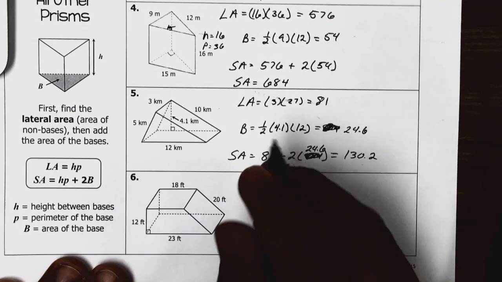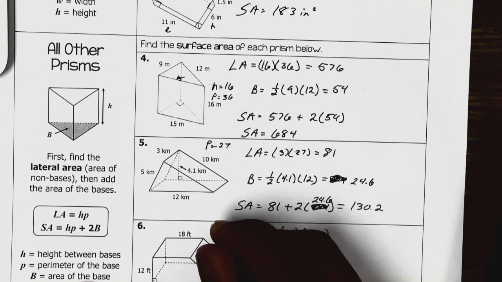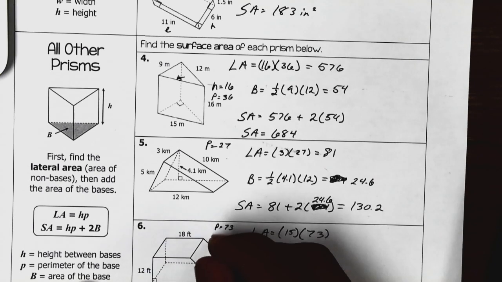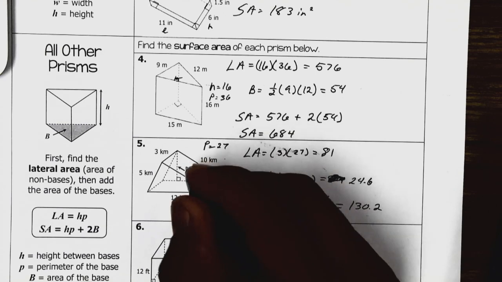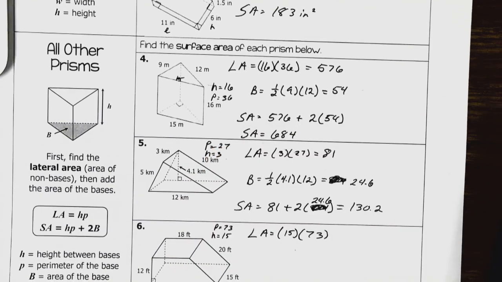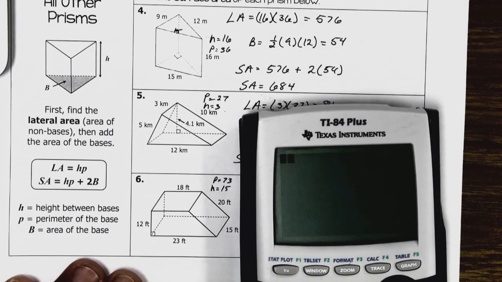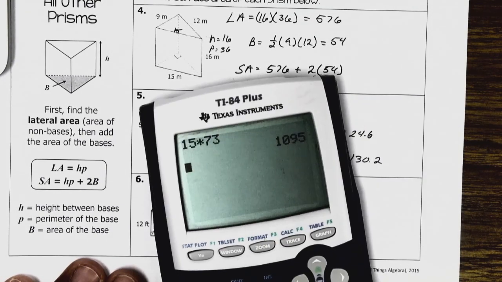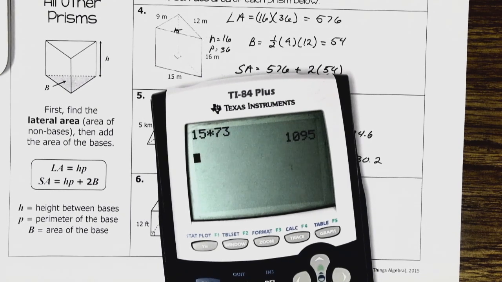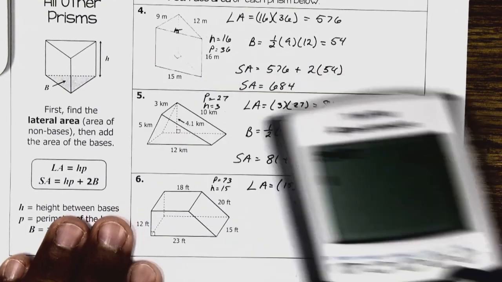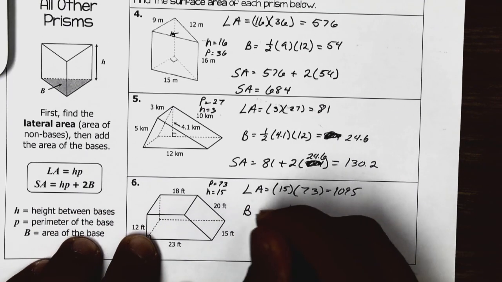Oh, I forgot to write that down earlier. So up here, perimeter was 27, and right here, perimeter is 73. Then the height was the 15, because that's the difference. And over here, the height was 3. There you go, sorry about that. All right, so plug this into the calculator, 15 times 73. That gives me 1,095. All right, so now we got to get the area of the base.